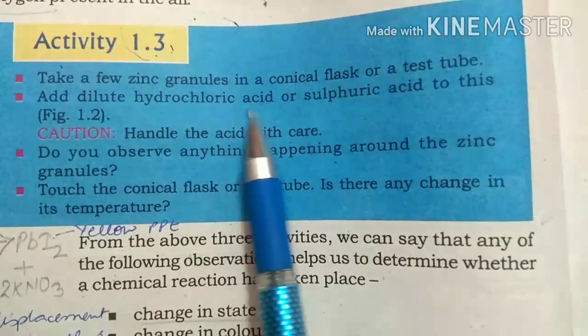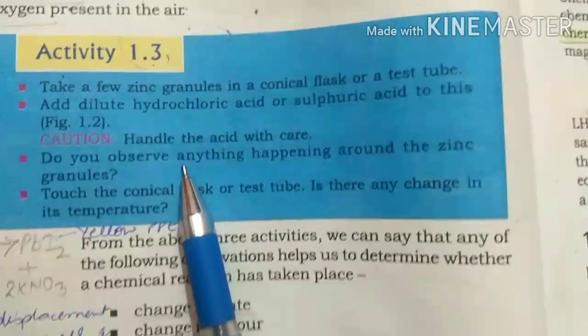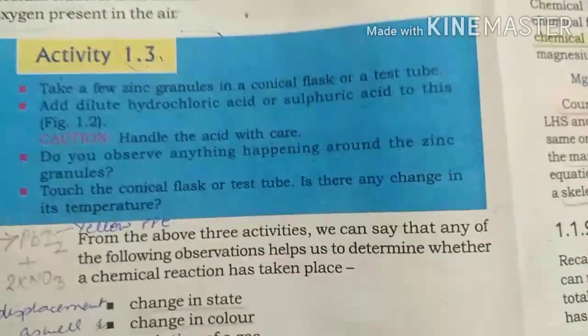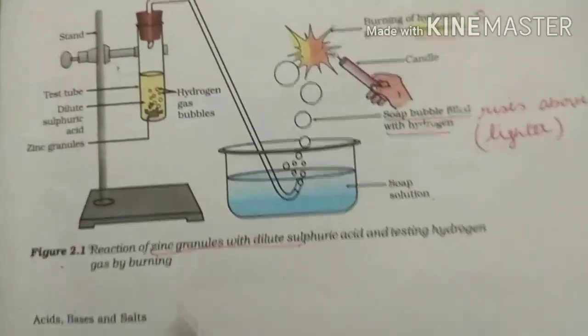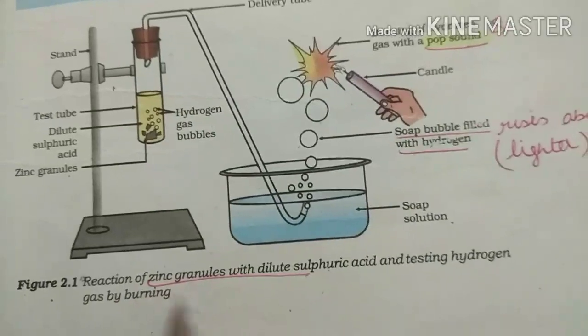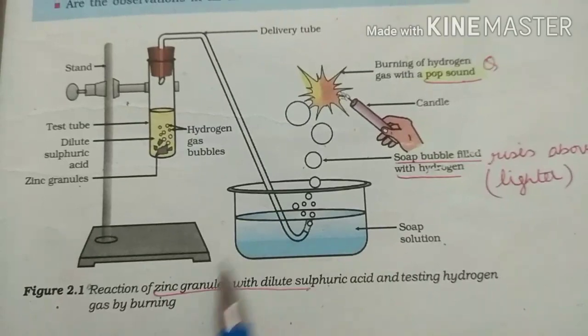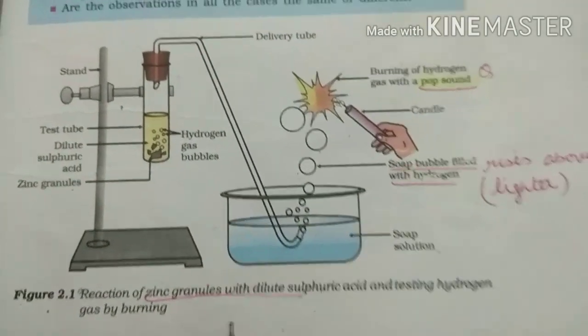When we add acid in zinc, what do we observe? Now the diagram for this reaction is given in chapter number 2, page number 19. I'll show you observations through that diagram. See, this is the diagram for reaction of zinc granules with dilute sulfuric acid or even hydrochloric acid. The result will be the same. And testing hydrogen gas by burning.